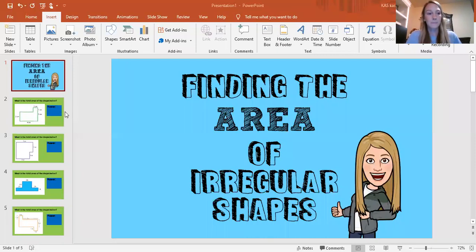But here's the cute version of me. You guys been seeing my Bitmojis? Aren't they cute? Okay, I'm gonna move on to the next slide.